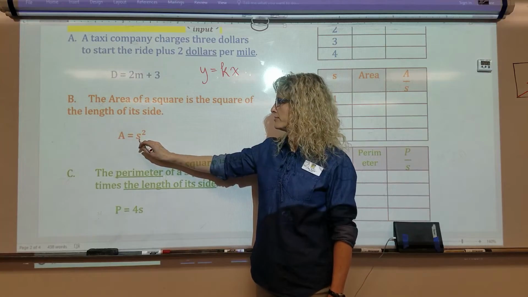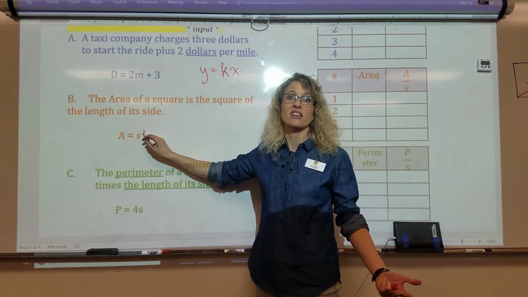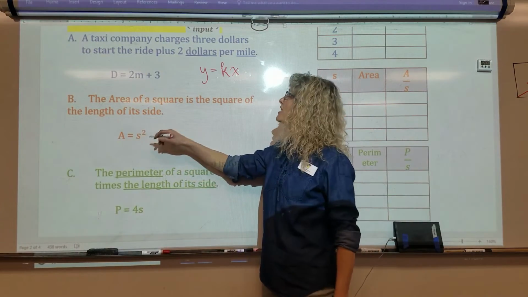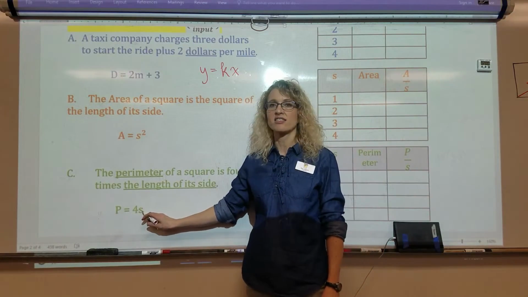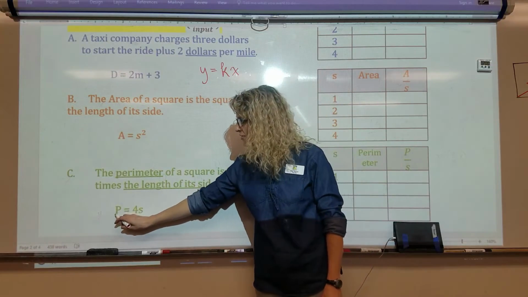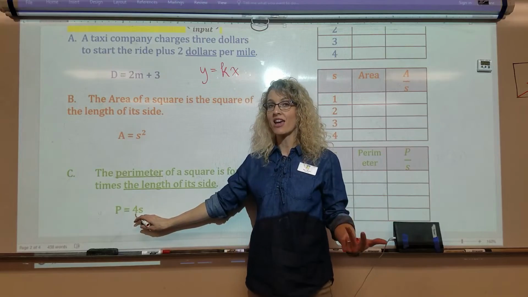How about this one? It has a power. This is not direct variation because it has an exponent. So be looking for any powers, like 2, 3, or beyond. It's not in this form. How about this one? P equals 4 times s. Is this in the form y equals kx? Yes, it is. In fact, that's like the y. The s is like the x, and the 4 would be my k, or constant.